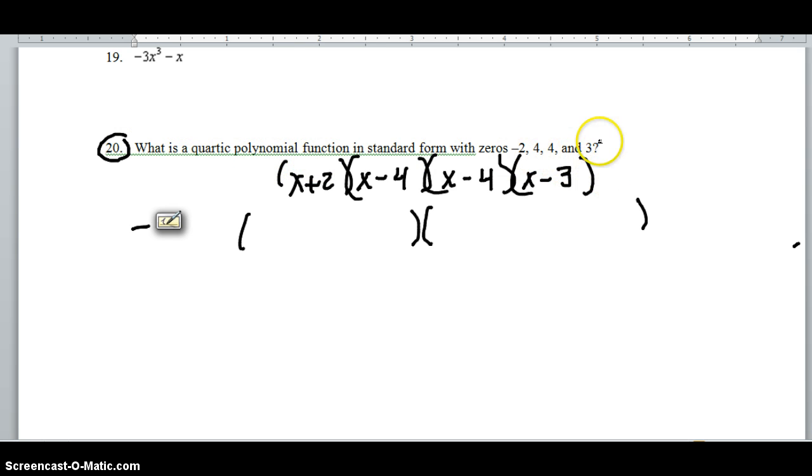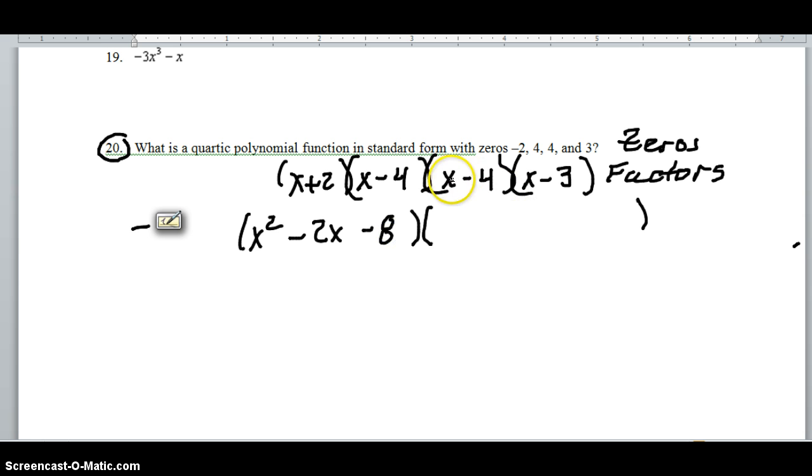Here are the zeros, and as you know, you go from zeros to factors to polynomials. So let's get the zeros. There they are. Here are the factors. Now let's multiply these two together right here, and then these two. So when you FOIL, you're going to have x squared, negative 4x and positive 2x for negative 2x, and then 2 times negative 4 for negative 8. Here you're going to have x squared, negative 4x and negative 3x is going to be negative 7x, and negative 4 times negative 3, positive 12.